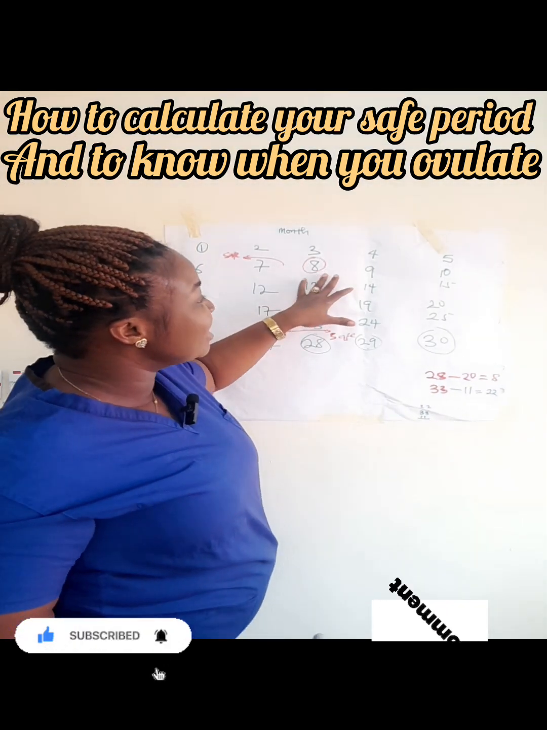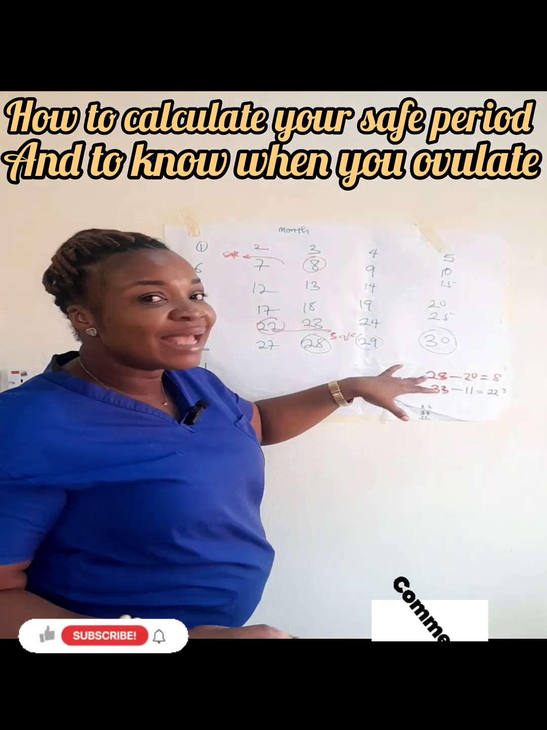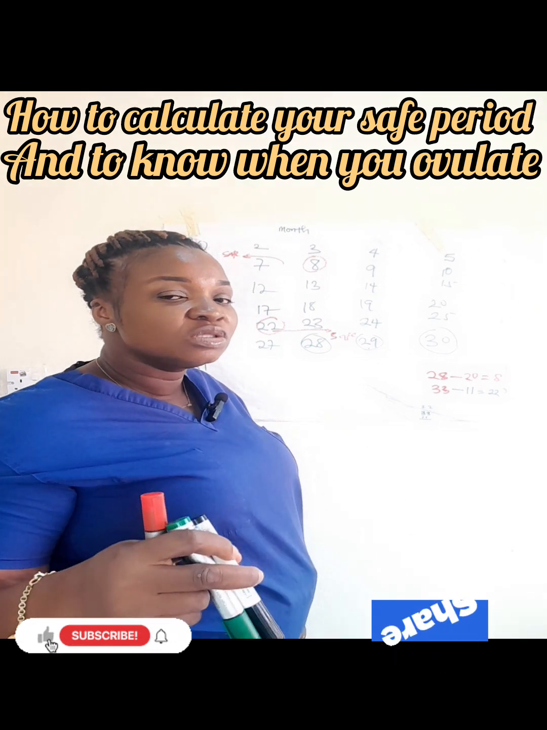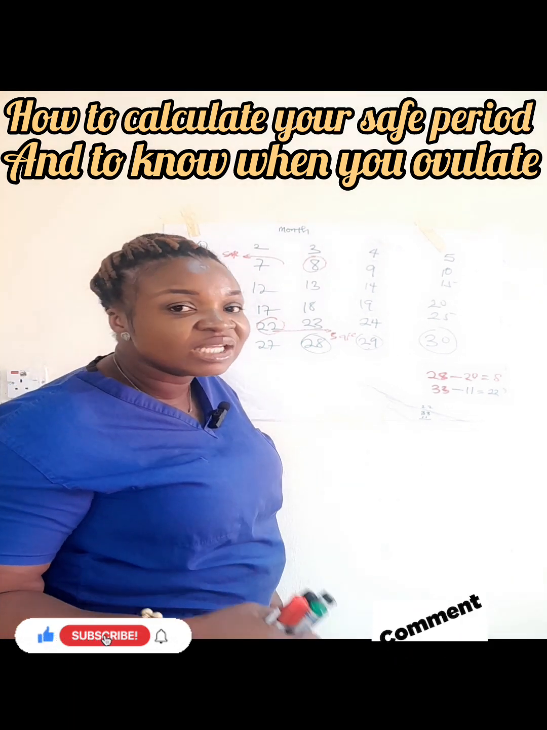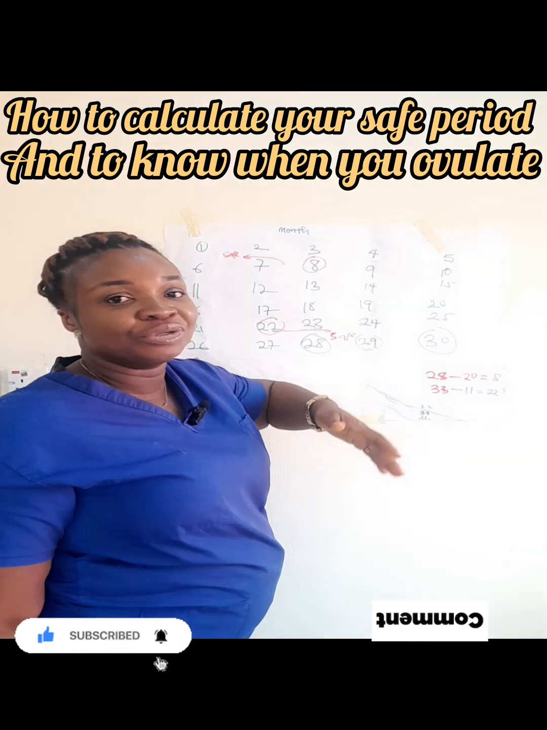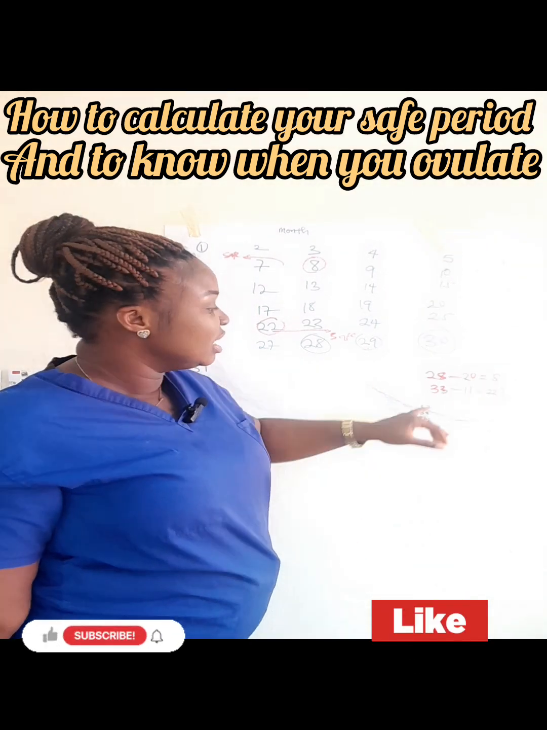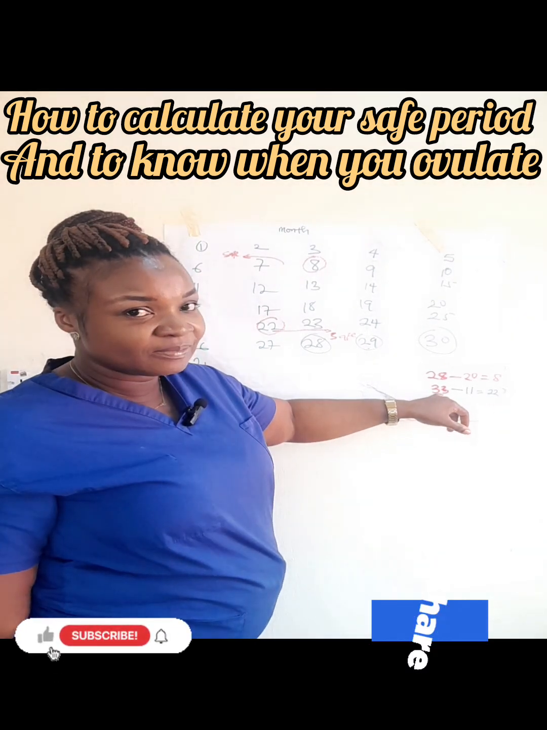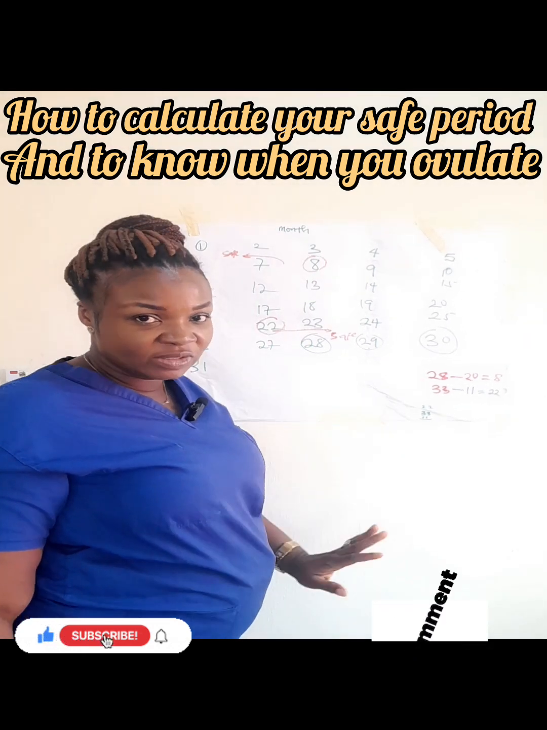That does not mean that you are ovulating all through. What it means is that your cycle length is not constant. You don't have a constant cycle length, let's say every 28 days; you have something that is varying between long and short. So you get your shortest cycle length, minus 20 from it. Get your longest cycle length, minus 11 from it. Outside those dates are your safe period.